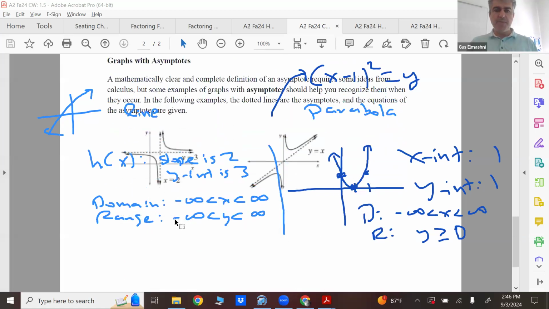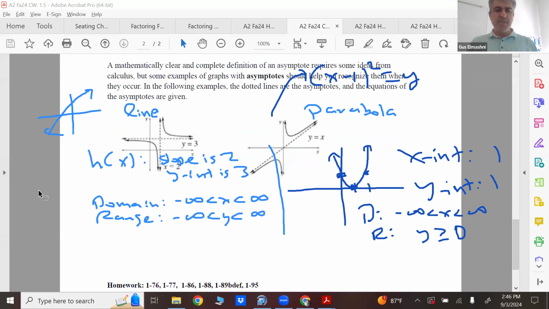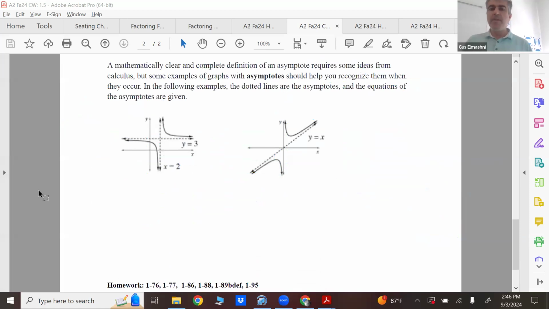Lastly, asymptotes. So I just talked about what this is. It's a boundary for a graph. A mathematically clear and complete definition of asymptote requires some ideas from calculus, which I'm not there yet. You'll be there in 2 years. But some examples of graphs of asymptotes should help you recognize them when they occur. In the following examples, dotted lines are called asymptotes. The equations of the asymptotes are given. You see how we have a vertical dashed line and a horizontal dashed line. Very similar to what we just saw today, right? Today we have y equals 1 over x minus 4.